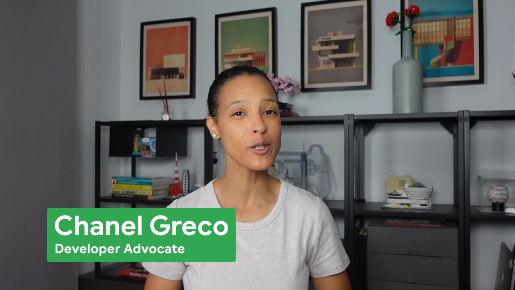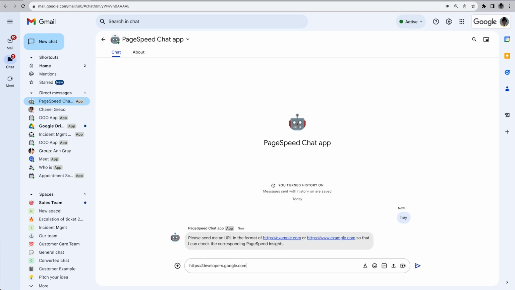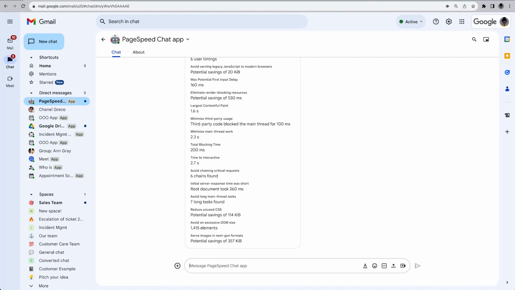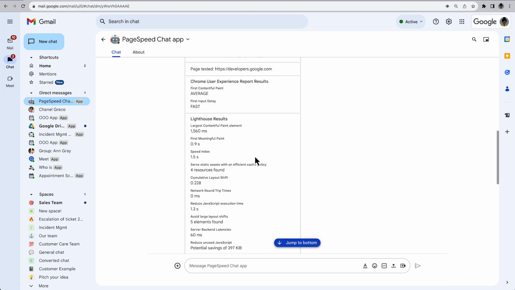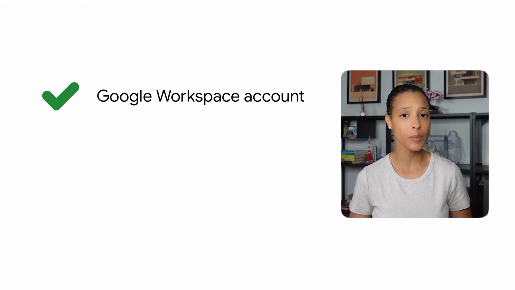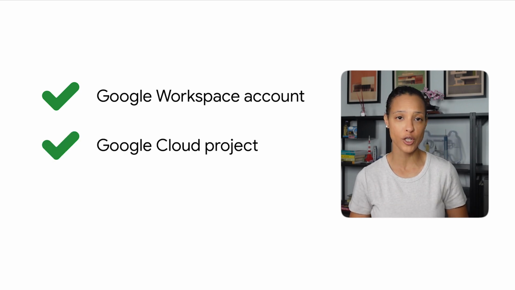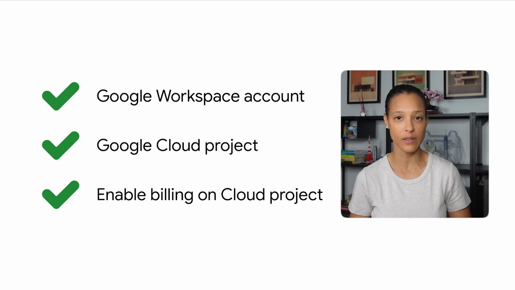In this video, I'm going to show you how to create a chat app with Node.js. We will be creating a Google Chat app that uses the PageSpeed Insights API to get a report on the user experience of websites. To build a Google Chat app, you will need a Google Workspace account and a Google Cloud project. Make sure that you turn on billing for your cloud project.